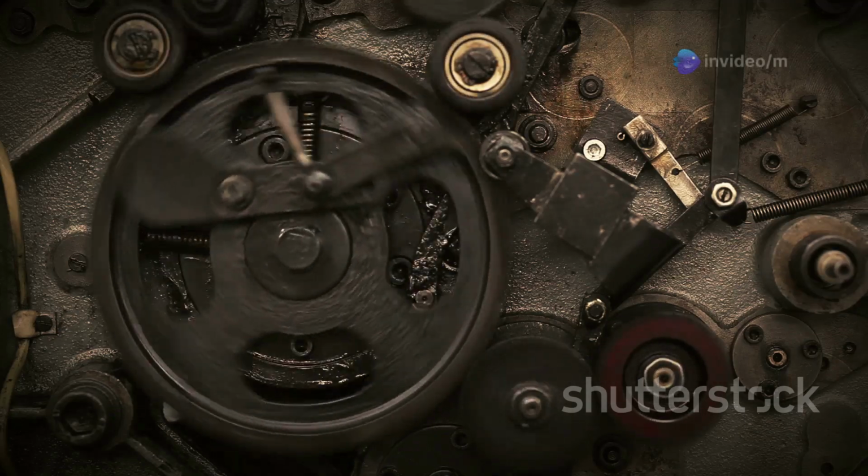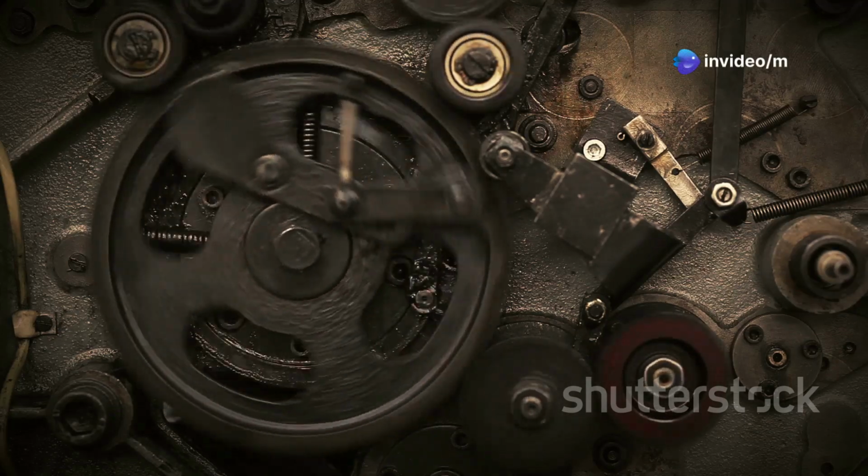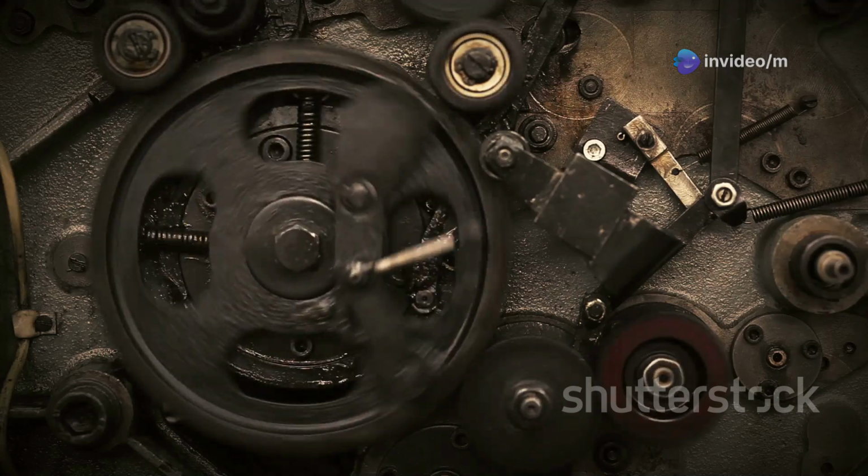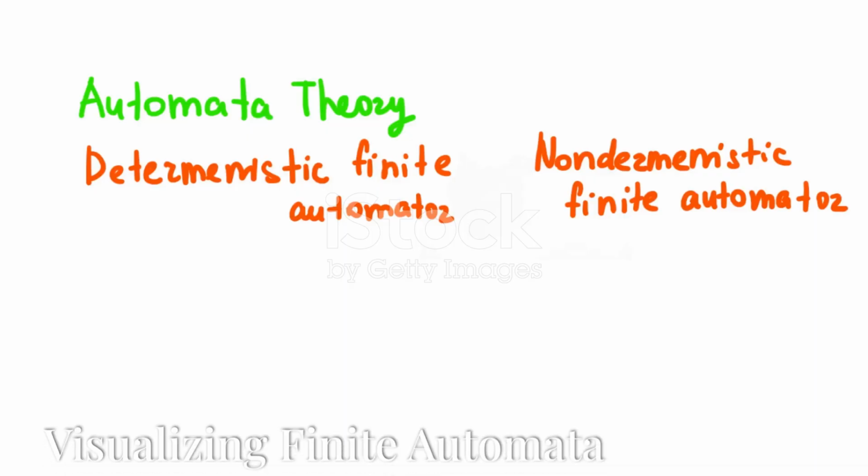So there you have it. A finite automaton is like a tiny machine with a set of states, an alphabet of symbols, a transition function, a starting state, and a set of final states. It's a simple yet powerful concept that forms the foundation of computer science.